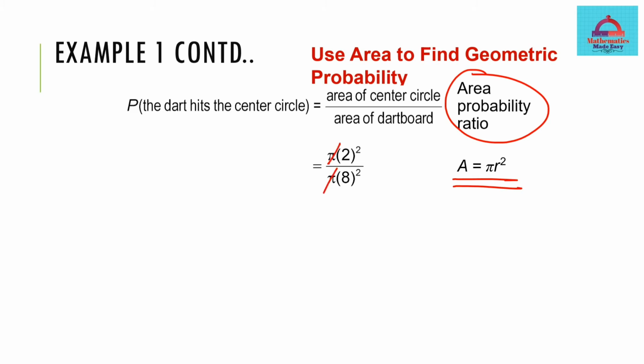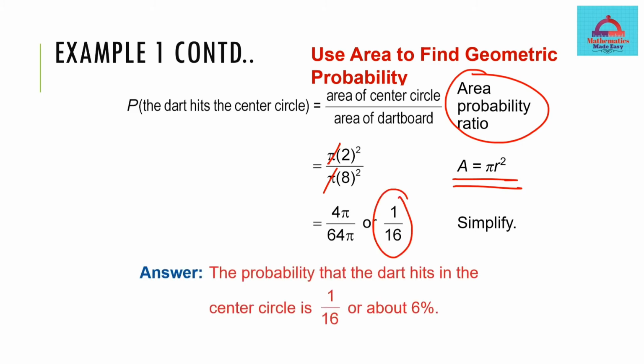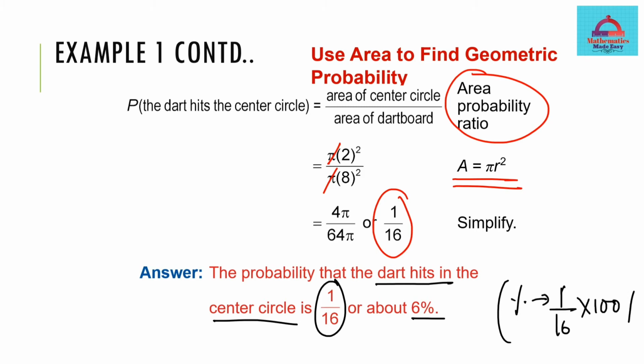Now pi and pi are going to cancel, and this number is going to come out on simplification as the fraction 1 over 16. So you can finally say that the probability that the dart hits the center circle is 1 divided by 16, or if you want to convert into percentage, you just have to multiply with 100% to get it in the percentage form, and this will come out to be 6%.